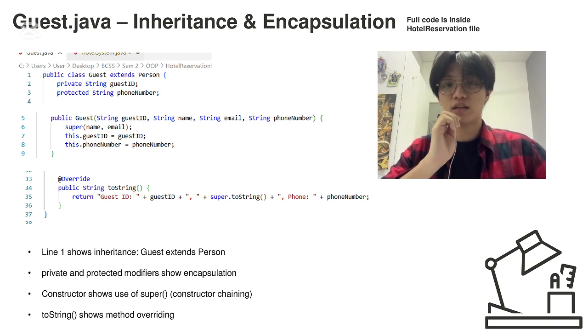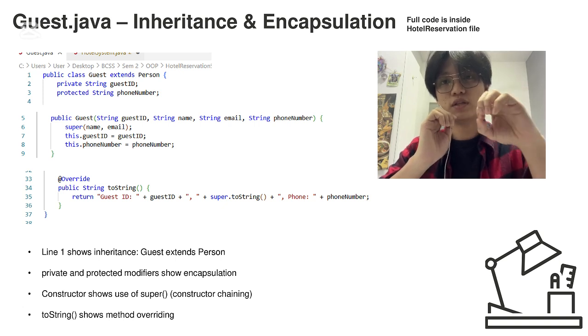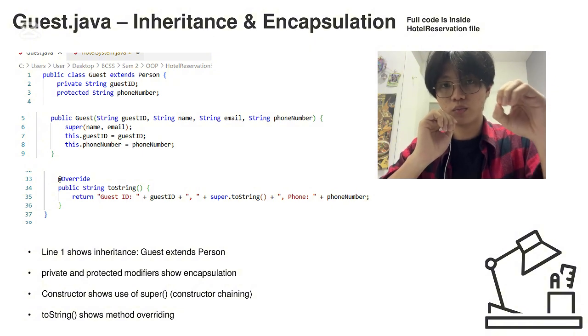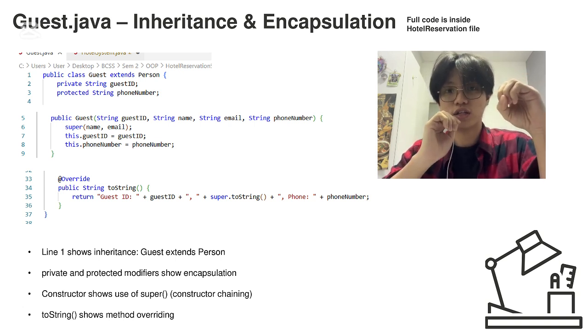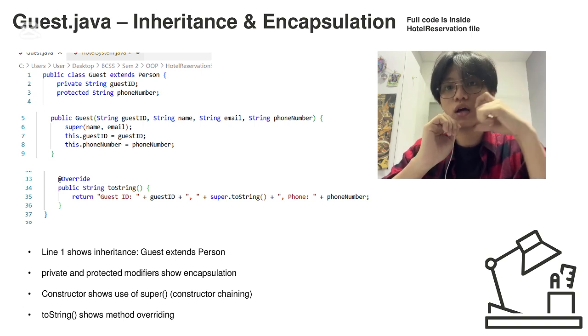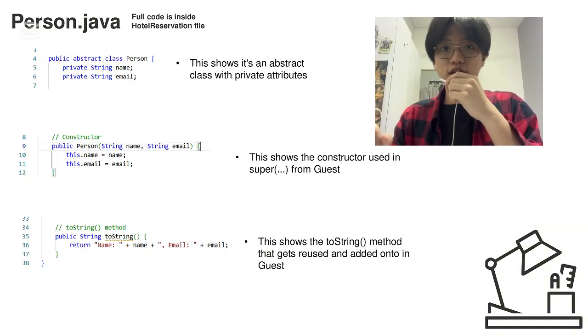This Guest class inherits from the Person class, so it gets the name and email automatically. And we also added guestID as private and phoneNumber as protected to show access modifiers. It also uses super(name, email) to reuse the parent constructor, which is called constructor chaining. And there are also getter and setter methods that control access to the data, and we override toString to print guest details.